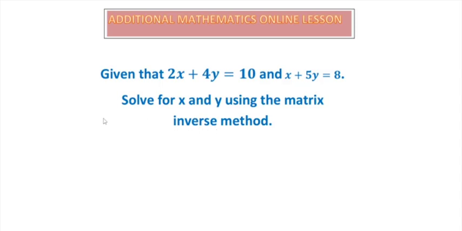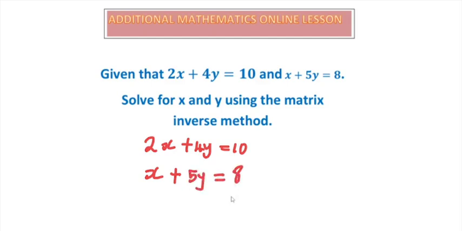So what are we going to do? First step, we are going to write the linear equations that we have been given. So we have 2x plus 4y is equal to 10, and the second one is x plus 5y is equal to 8. Now from here we are going to present them in matrix form because we are told to use the matrix inverse method.